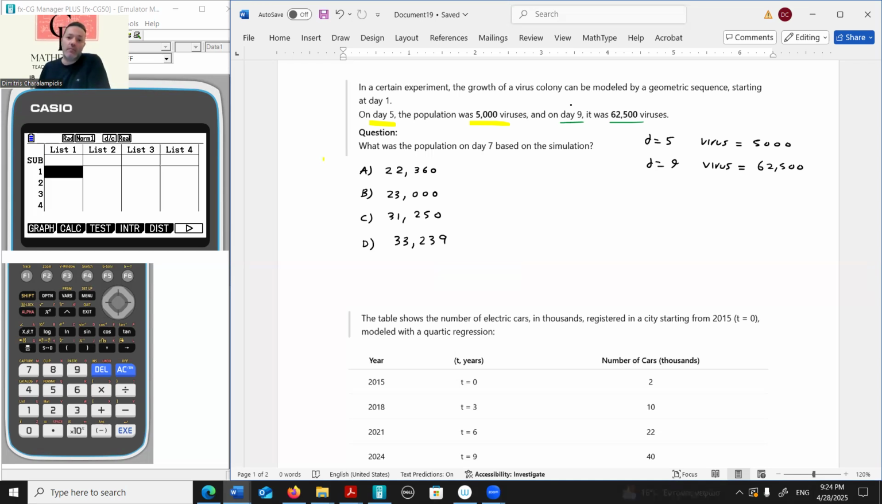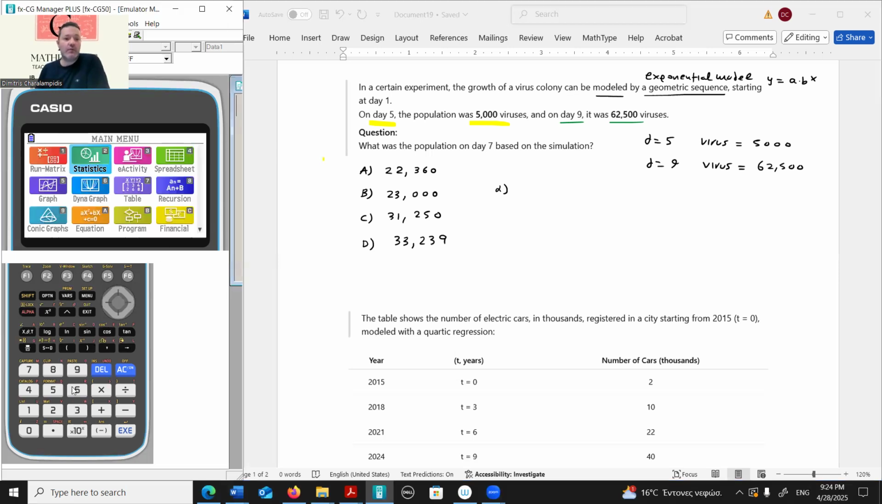So first of all, we will create a model. We know that it can be modeled by a geometric sequence. A geometric sequence is an exponential model of the form a times b to the power of x. We should not be disheartened. We have the calculator on our side. So with the calculator, remember that this is the main menu of it.